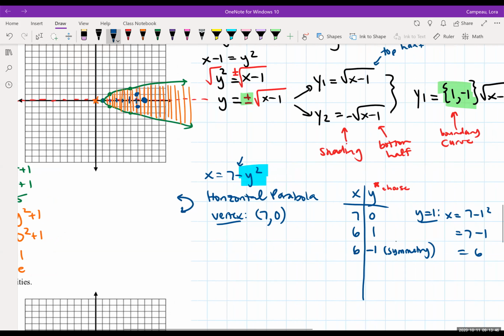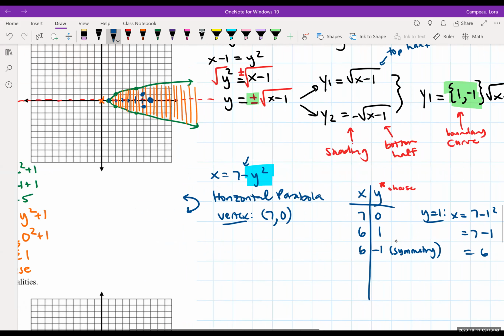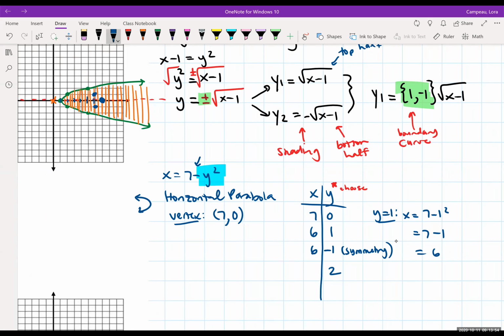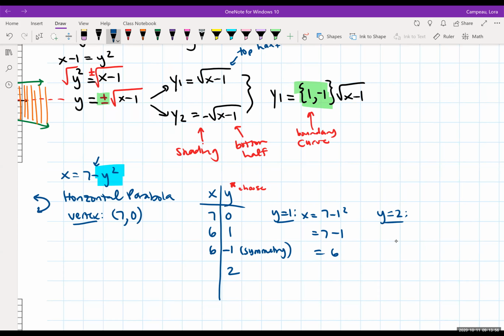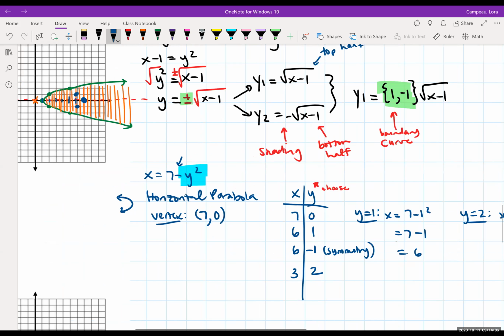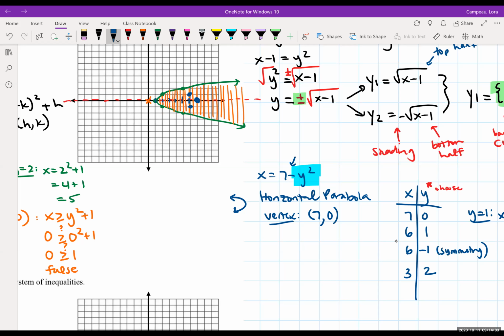So we want a few more points for accuracy. We do have a lot of space on the left side. We'll go with Y equals 2. So that's X equals 7 minus 2 squared. So 7 minus 4, we end up having a 3. So 3, 2 for X, Y. So 1, 2, 3, and 2. And then by symmetry, we notice it's 2 units above the axis of symmetry. So count 2 units below, and we've got our other point. So 3, negative 2 by symmetry.